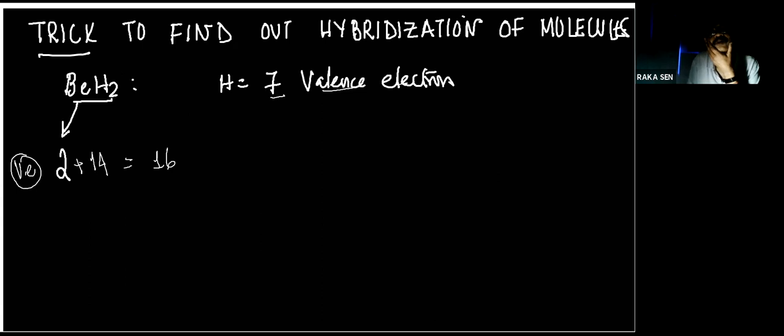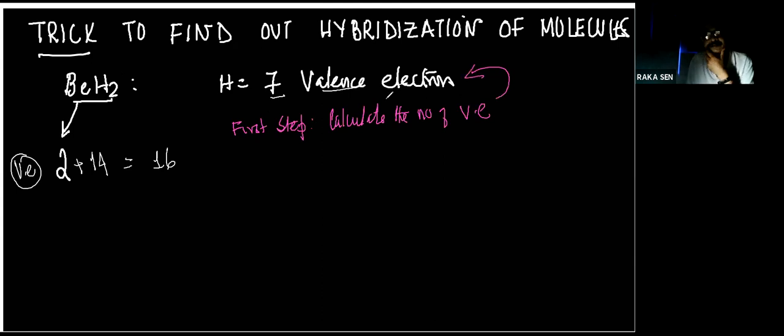So the first step is what? The first step is to calculate the number of valence electrons. Just remember this. Hydrogen has got 7 valence electrons. So this was my first step, and I've done the first step here.